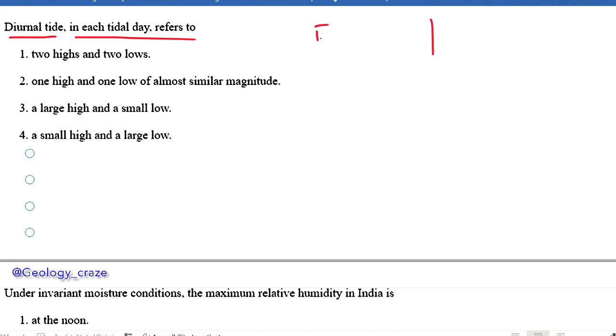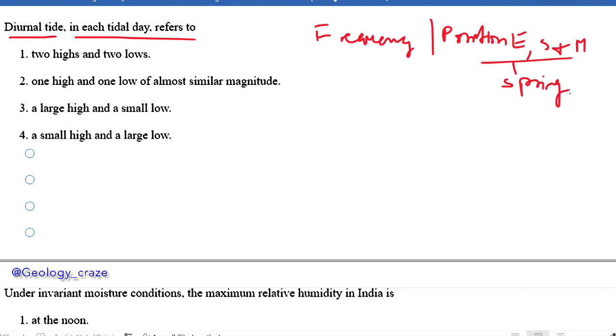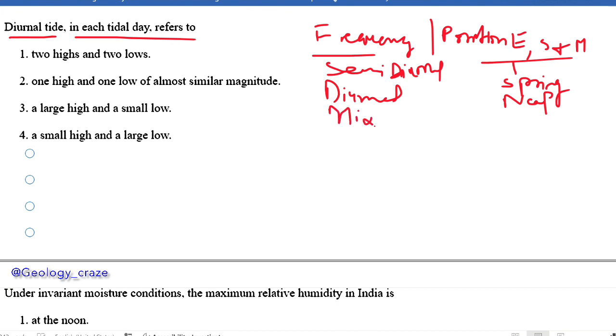First, frequency, how frequently it comes, and second, the position of earth, sun and moon, a combination of all these three. In this we get spring tide and neap tide. And on the basis of frequency, semi-diurnal, diurnal and mixed. These are the three.